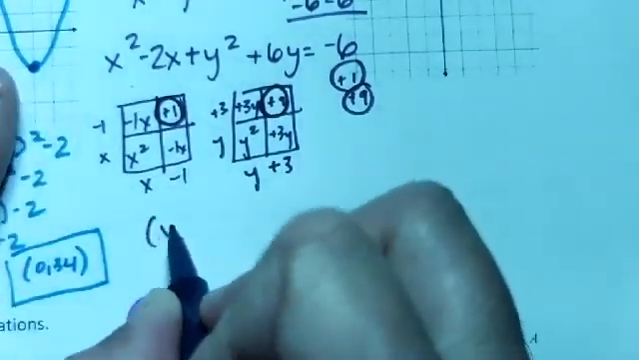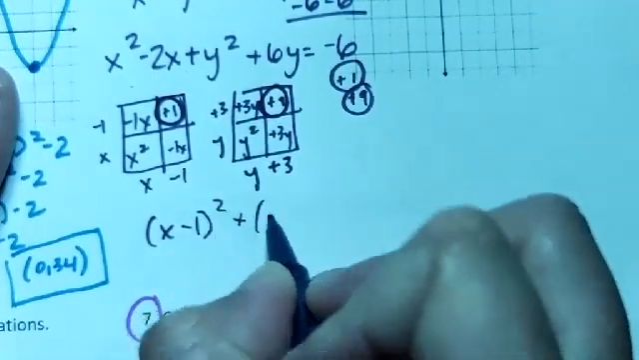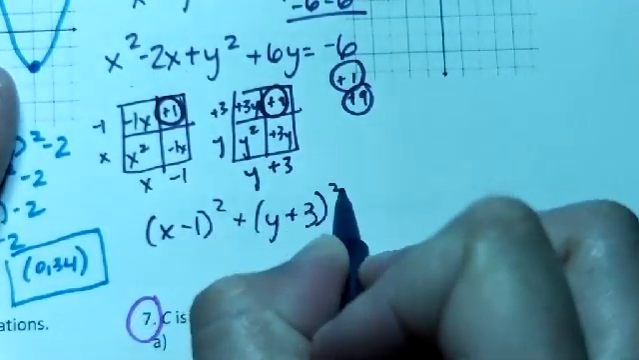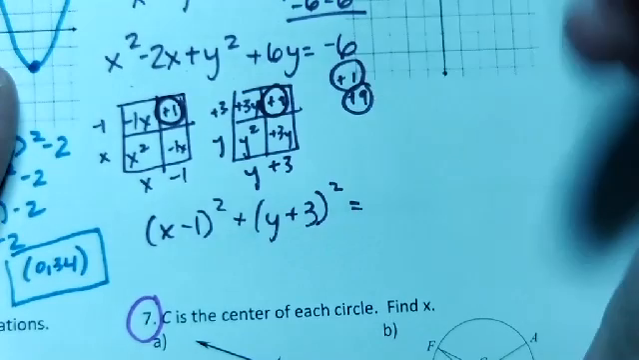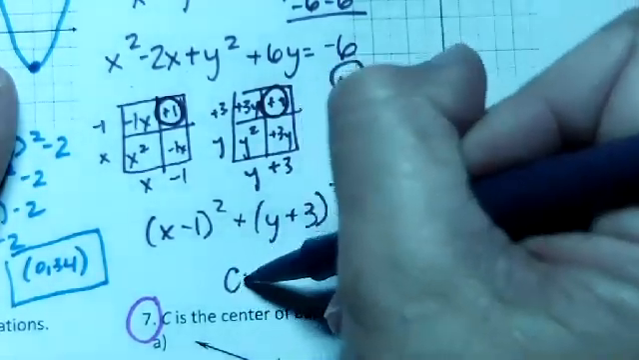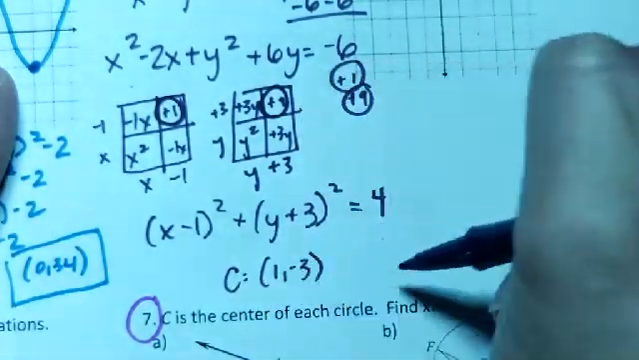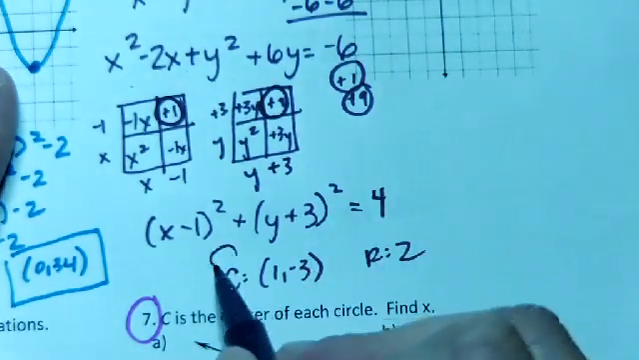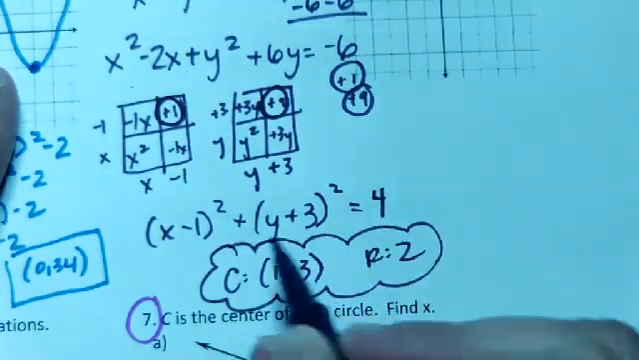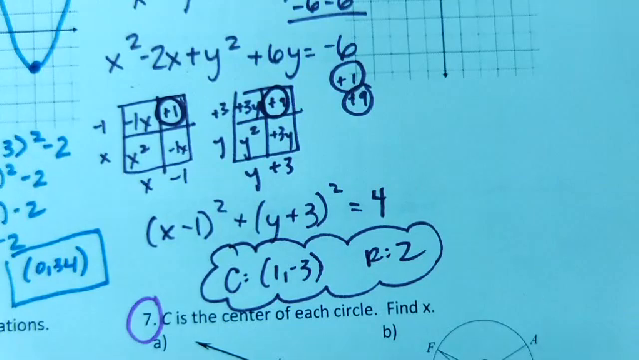So then I have x minus 1 squared plus y plus 3 squared equals, we have 10 minus 6 is 4. So that would give me a center at 1 comma negative 3 and a radius of 2. And that's what you'd be graphing on that graph. All right, so that was numbers 2, 3, and 4.